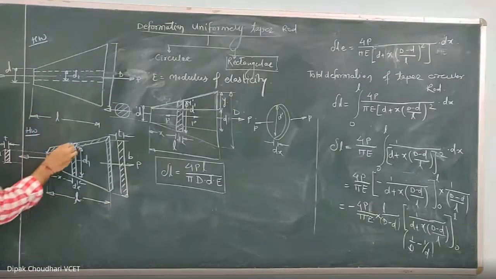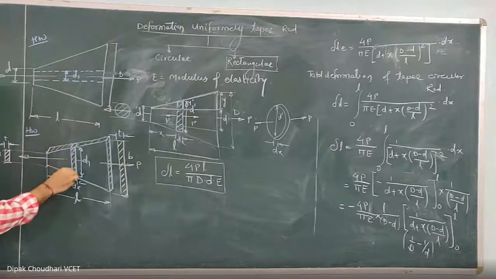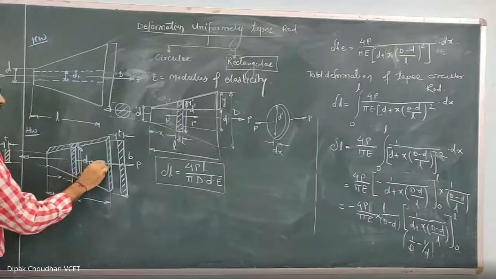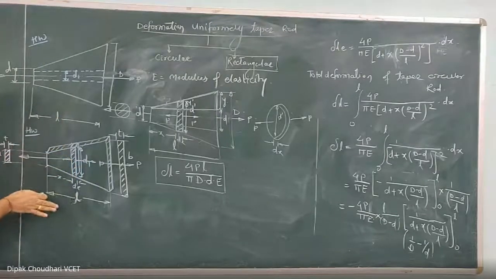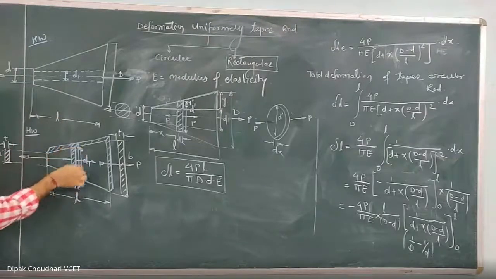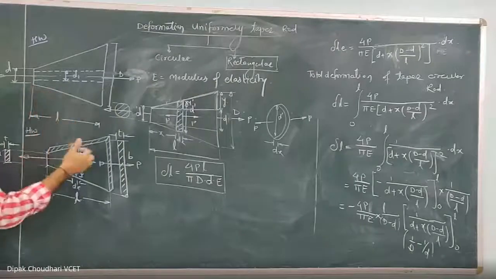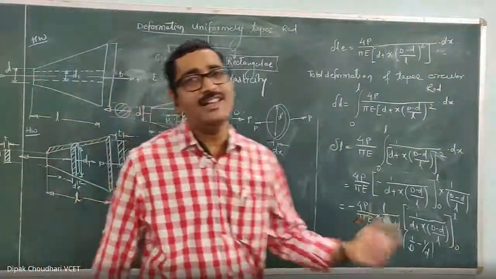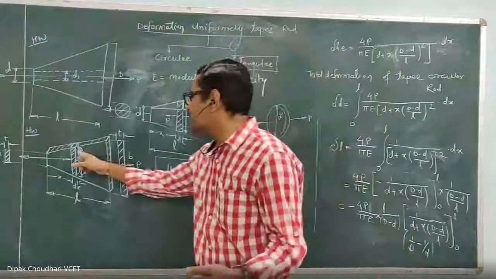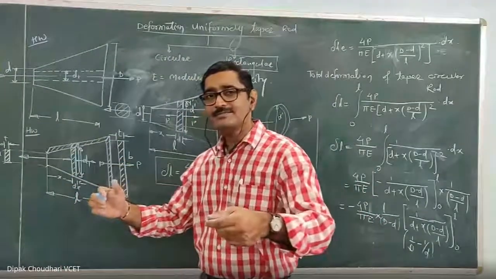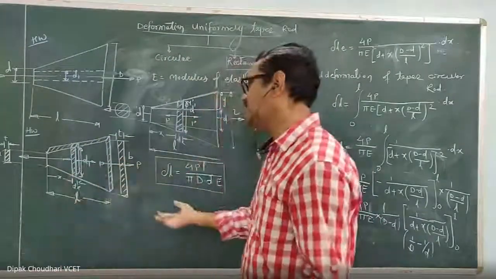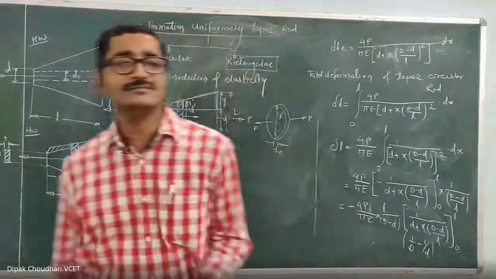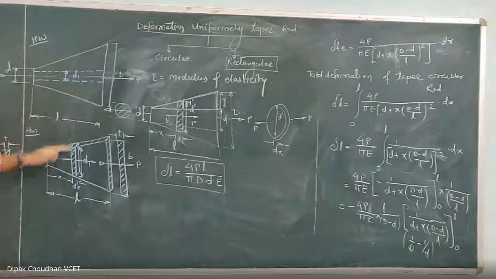Here you have to imagine what will be the area of this elemental strip on which that force P is acting. So the cross sectional area, the height or depth is d1 and the thickness is T. So area is d1 into T, and then you have to calculate the deformation of this elemental strip and then integrate it over the limit of 0 to L. So this is for homework.